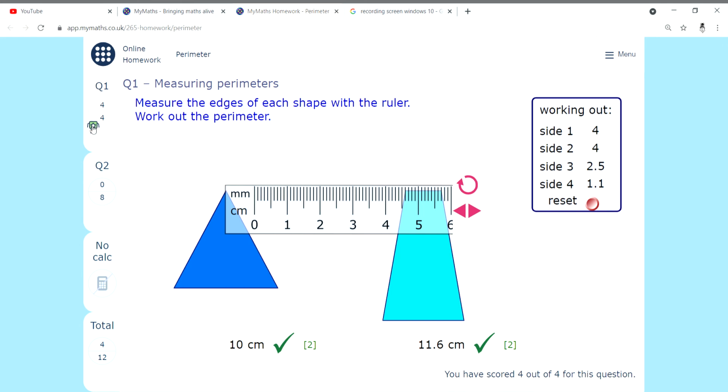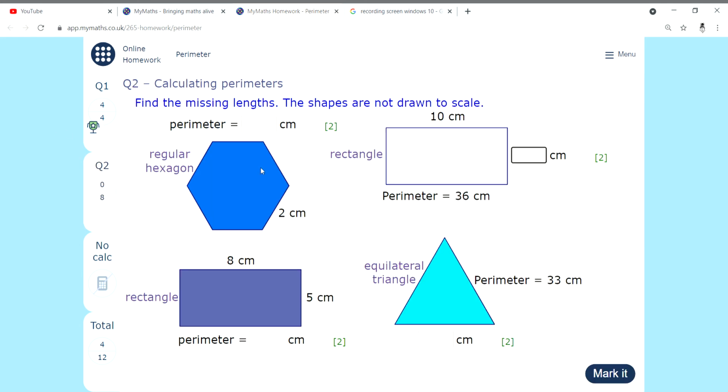The rest of it you don't need the ruler for. The thing to note on this one is the word regular, and that means all these sides have got to be the same. So the perimeter is just adding them all up. You've got 2 there, that's another 2, that's 4, another 2, 6, another 2, 8, another 2, 10, and another 2 is going to be 12. So you've got 12 to go all the way around that one.